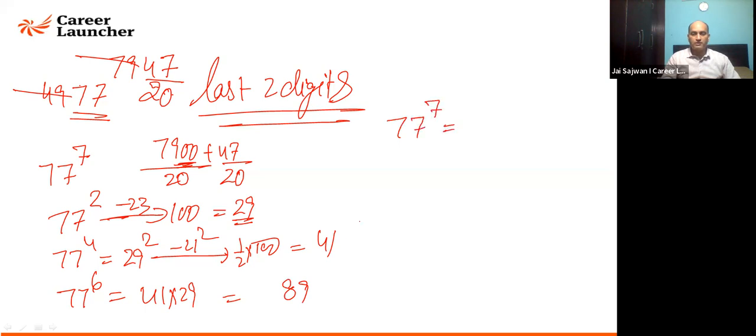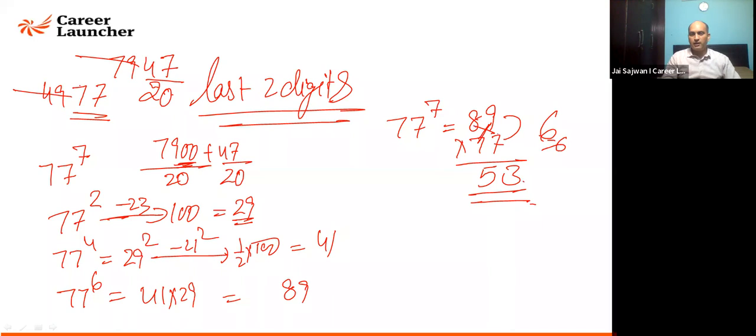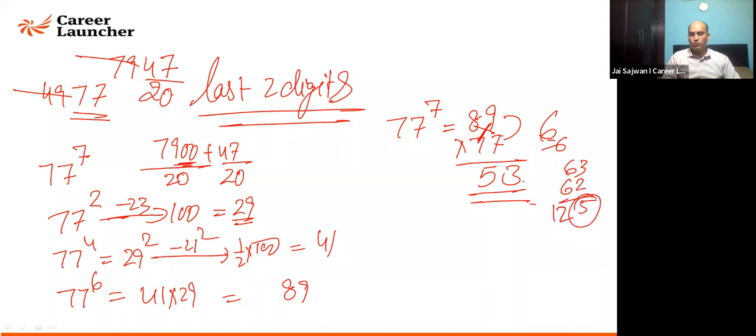77 to the power of 7 is 89 into 77. 9 sevens are 63, 6 carry. 8 sevens are 56 plus 6 is 62. 62 plus 63, so that comes out to be 53. Is that fine? 9 sevens are 63, 3, 6 carry. 8 sevens are 56 plus 6 is 62. And 63 and 62 will come out to be what? 5. Of course, 125 is there. I'll take this one. 3 is already coming there. I believe it is clear. So 53 is your answer.